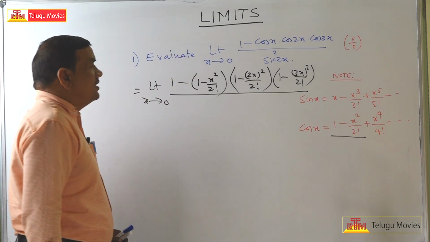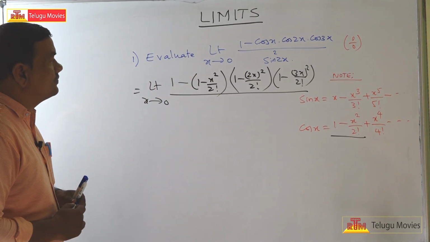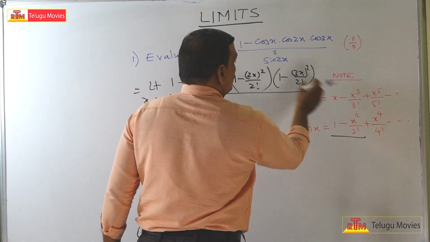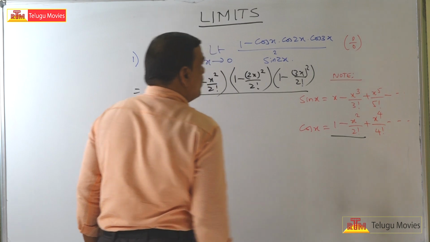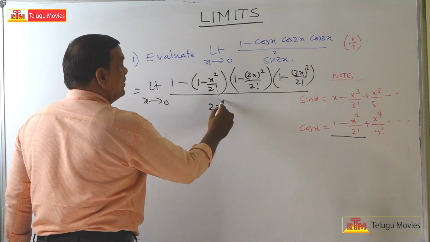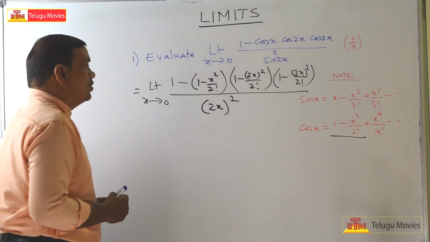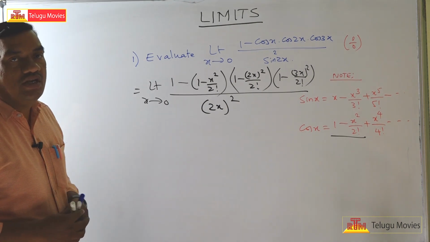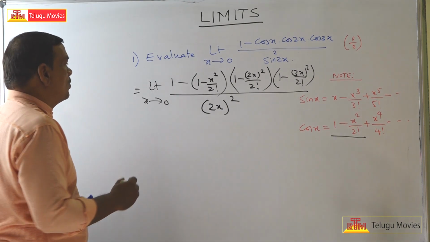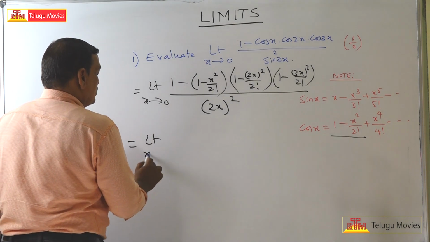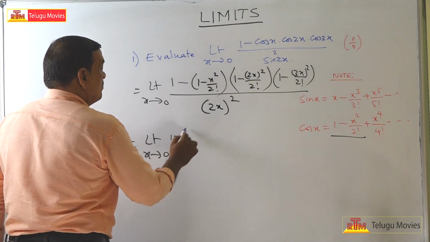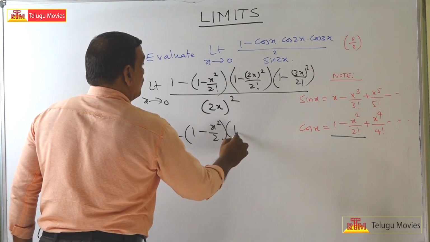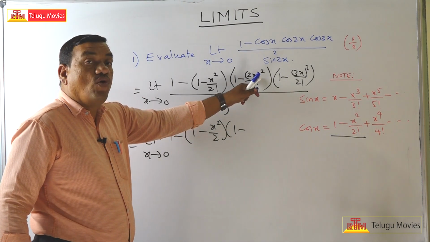Divided by sin square 2x. Leave it, 2x, sin square 2x. So here what is the expansion? Take only one term, one term is enough. 2x whole square, that is equal to 4x square. Now you can do this easily. So this is equal to limit x tends to 0, 1 minus, this is x square by 2 into 1 minus, this is 4x square.